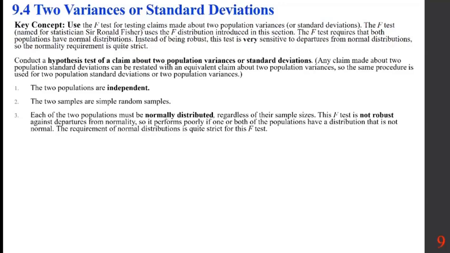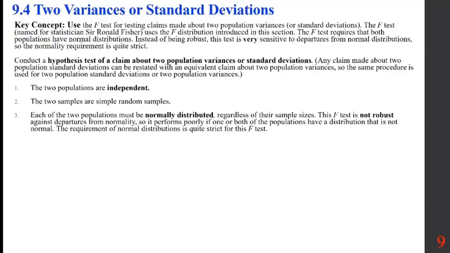Conduct a hypothesis test of a claim about two population variances or standard deviations. Any claim made about two population standard deviations can be restated by an equivalent claim about two population variances. So the same procedure is used for two population standard deviations or two population variances. 1, the two populations are independent. 2, the two samples are simple random samples. 3, each of the populations must be normally distributed regardless of their sample sizes.